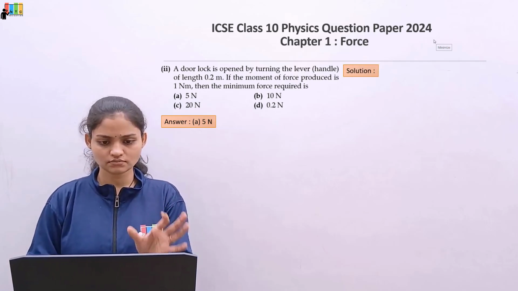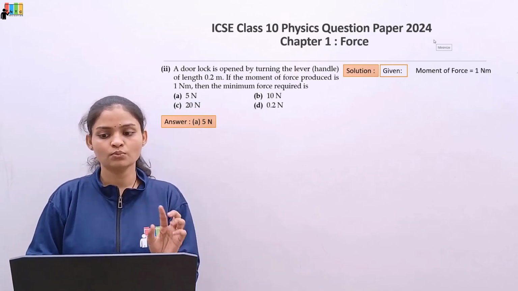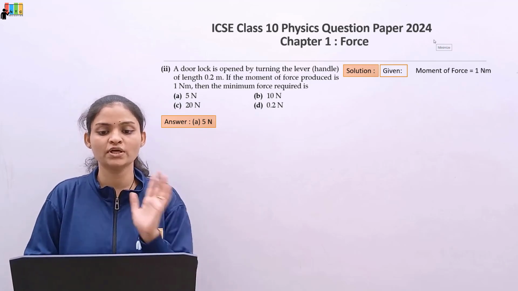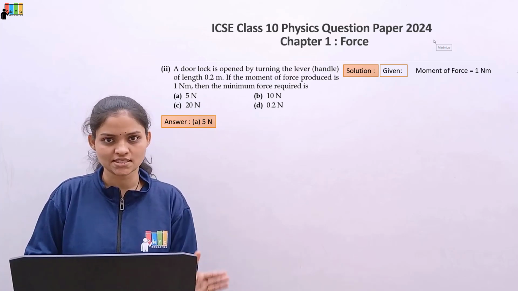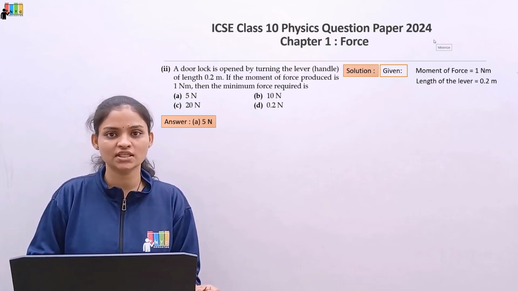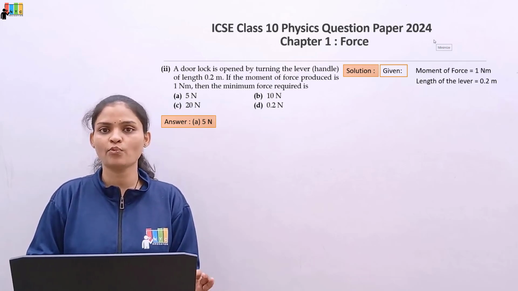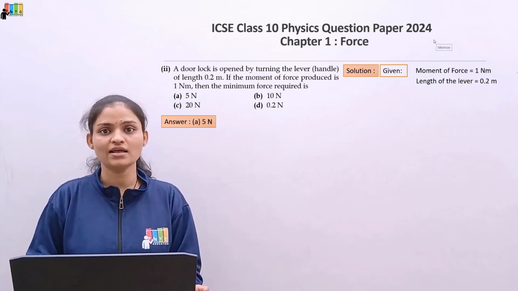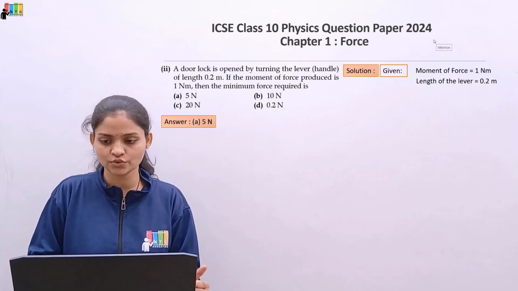So from the question you can see what is given. Moment of force is given, that is 1 Newton meter, if the moment of force produced is 1 Newton meter. So it is given in SI unit. And what else is given? Length of the lever or handle. So length of the lever is given, it is 0.2 meter. Now you can see that both the units are SI units, so there is no need of conversion of units.